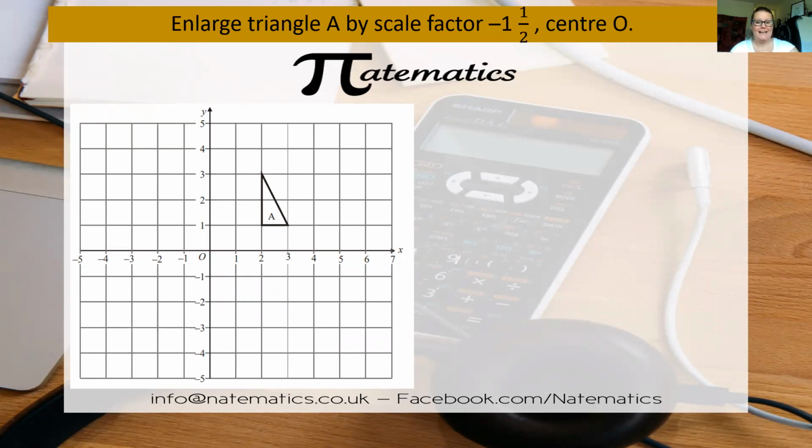I'm here to take you through probably one of the hardest parts of the transformations part of your GCSE maths. And this is when we're enlarging to a negative scale factor. Now, I say it's the hardest. It's probably the one that students make the most mistakes on. So hopefully, after this example, it will be a lot easier for you.